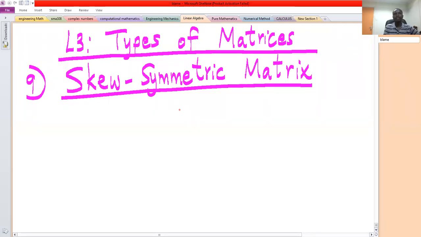Welcome to this session. In this session, we continue to give more examples on types of matrices. So we start by skew symmetric matrix. So let's give the definition. So this is a matrix.